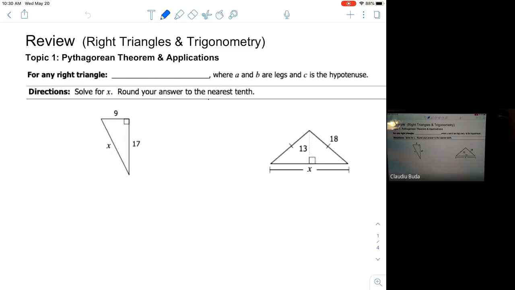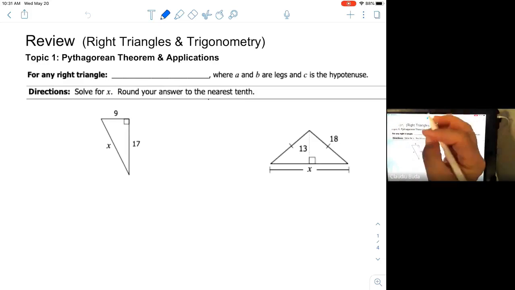Now we're going to look at a little bit of a review for right triangles and trigonometry. That's what this module was about. We're just going to have a little review, and then we're going to have a small quiz. Okay, so let's take a look.